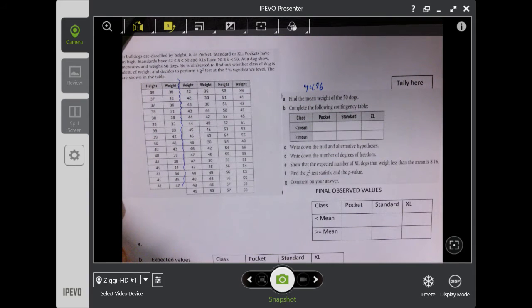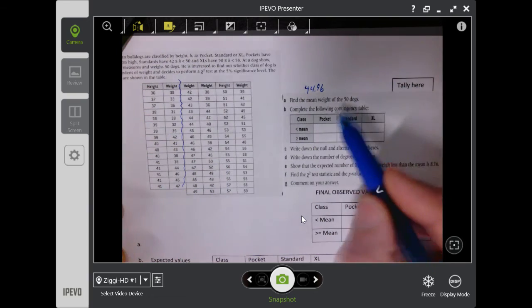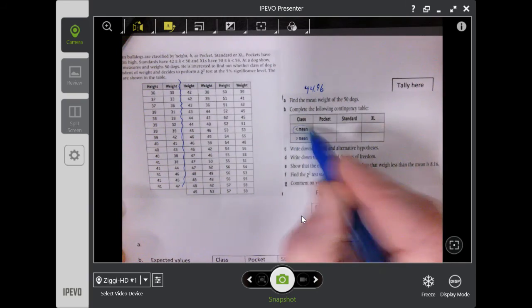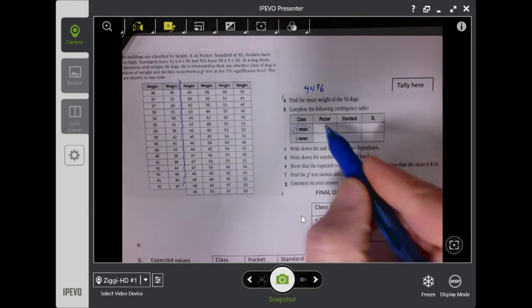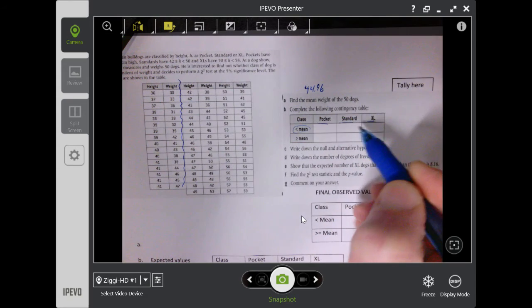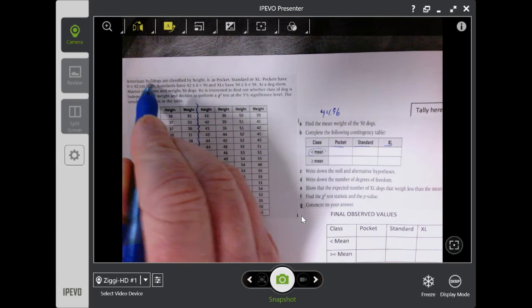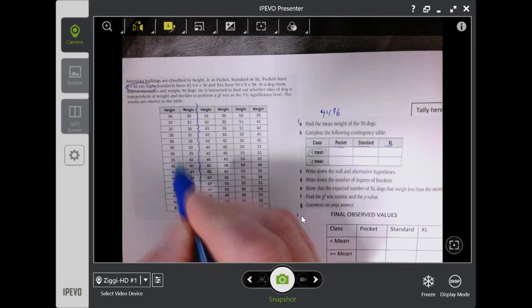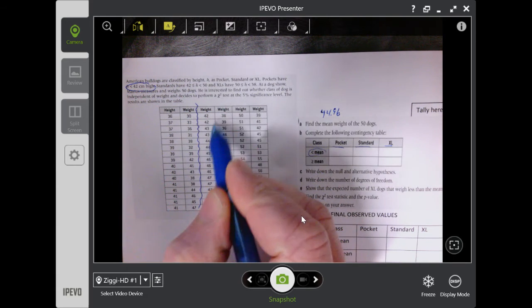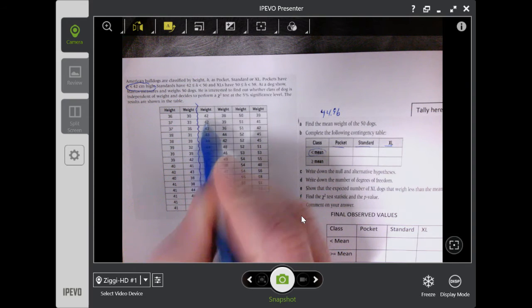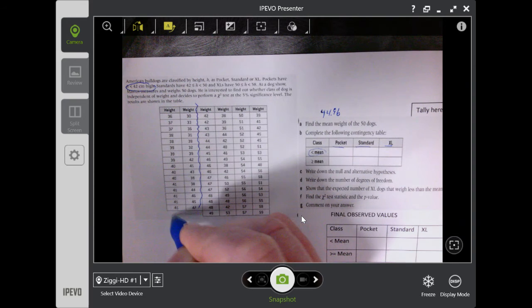The reason you need that is when you're going to make your tally, that's for this below the mean, above the mean. And then you have pocket, standard, and extra large, and they give you the ranges of values. Pockets are less than 42, not equal to 42. So basically these all right here are pocket.